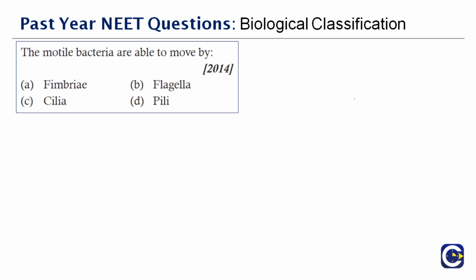Okay, next question here. The motile bacteria are able to move by dash. Easy question. So you're given 4 options here: fimbriae, flagella, cilia and pili. So pili, if you see option D, is usually a sex organ. Okay, pili is called a sex organ. Out of the 4 options given here, it is flagella. Fimbriae are found in certain organisms, but along with that you'll also have flagella. So flagella is the one which helps in the movement of the bacteria, which makes the bacteria motile.